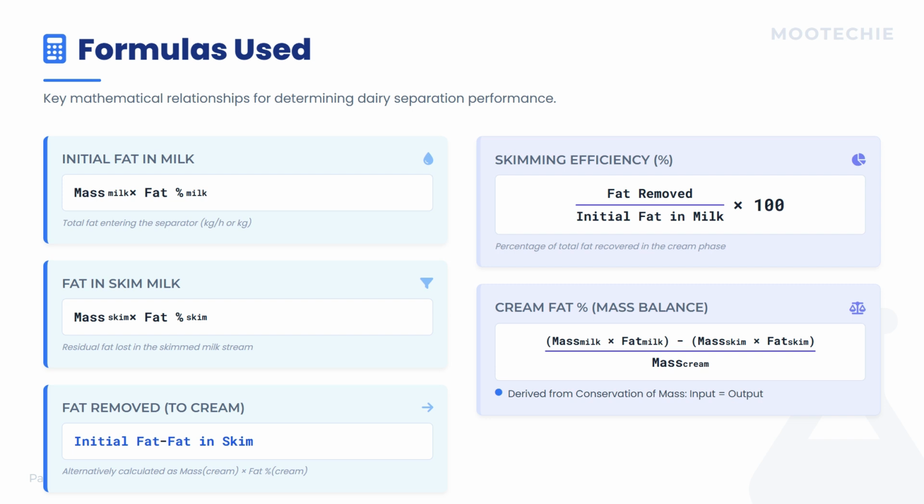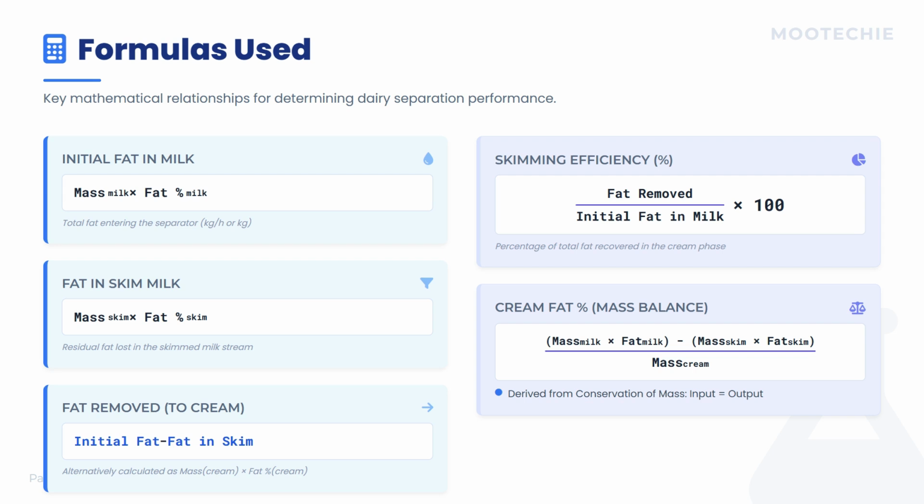First up, calculating the initial fat in milk. That's simply the mass of the milk multiplied by its fat percentage. This gives us the total amount of fat in kilograms that enters the separator.